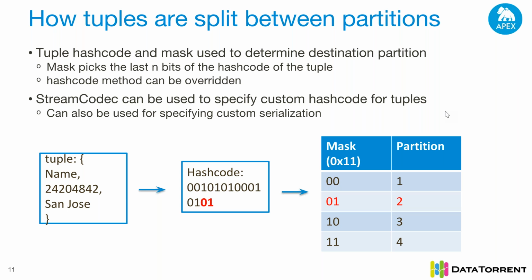When the application is launched, or when partitioning is done, the mask value is generated. For example, in this slide, the mask is basically the last 2 bits.